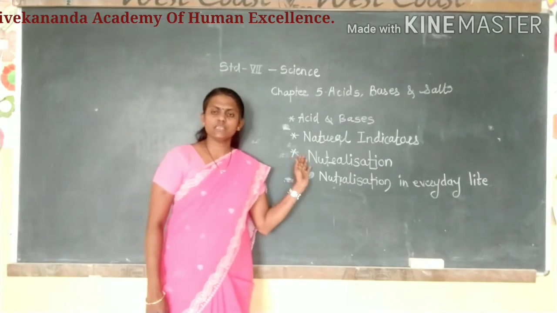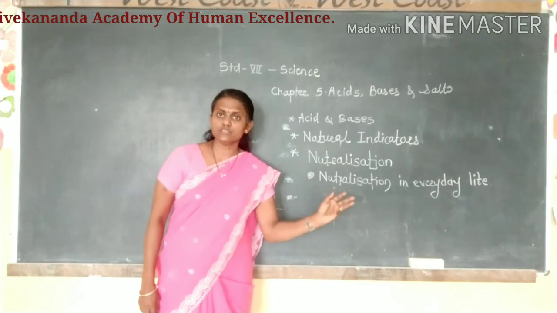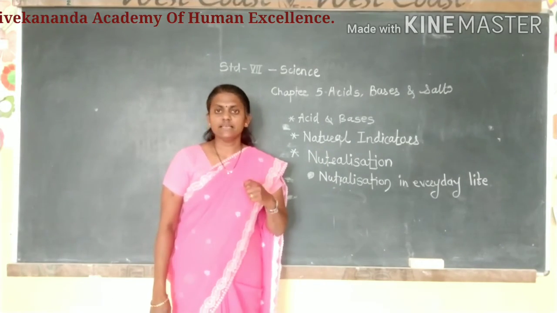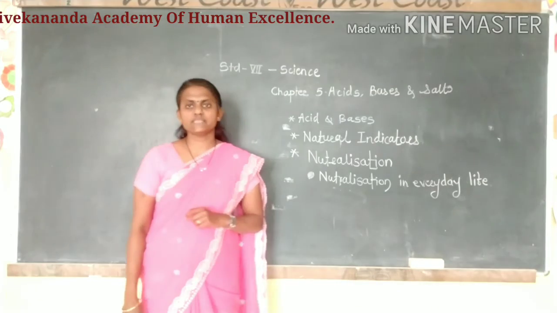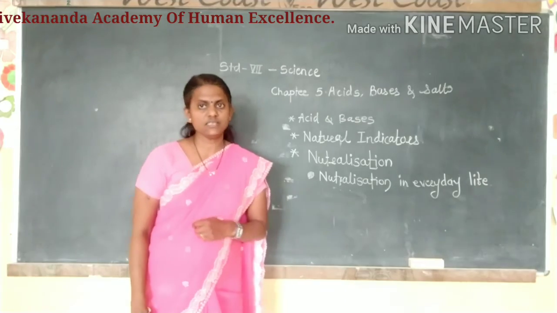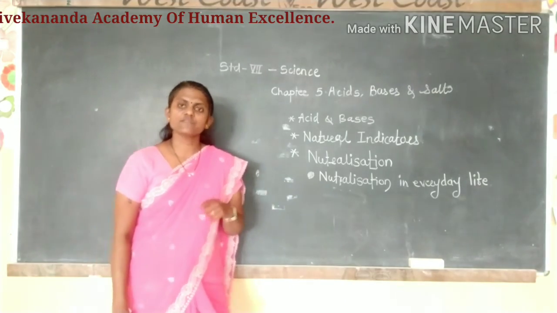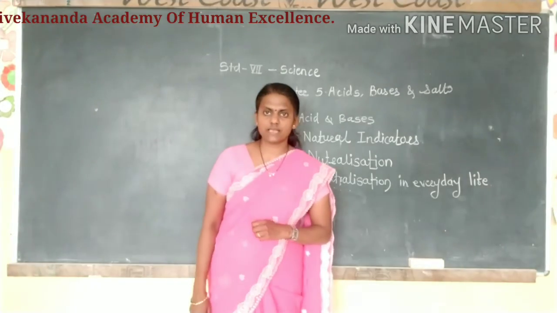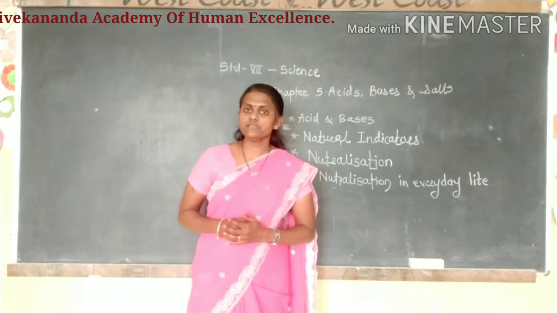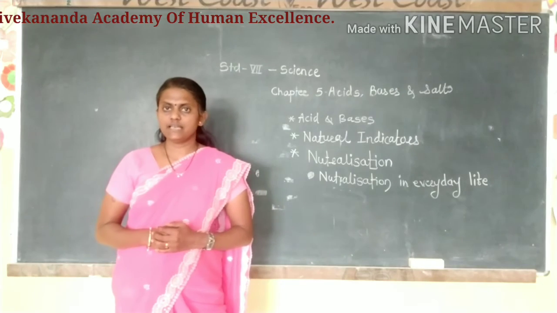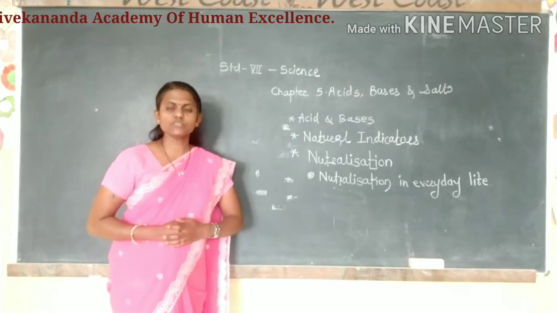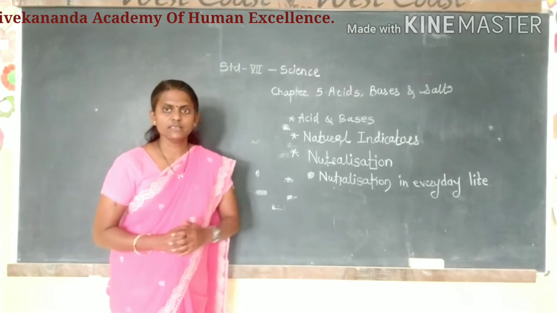Then we have to see what are the natural indicators. An indicator is something by which we can identify whether they are acids or bases. Some natural indicators are there that we also have to see in this chapter. As well as we have to see the neutralization reaction, and how it happens in our everyday life. So this is all about our chapter. So just start with the acids and bases.